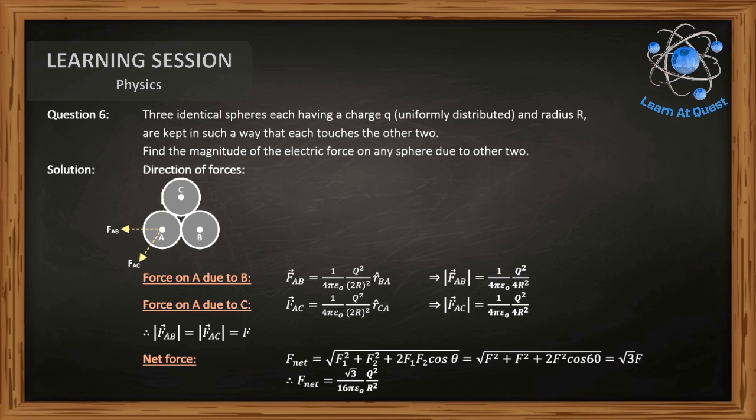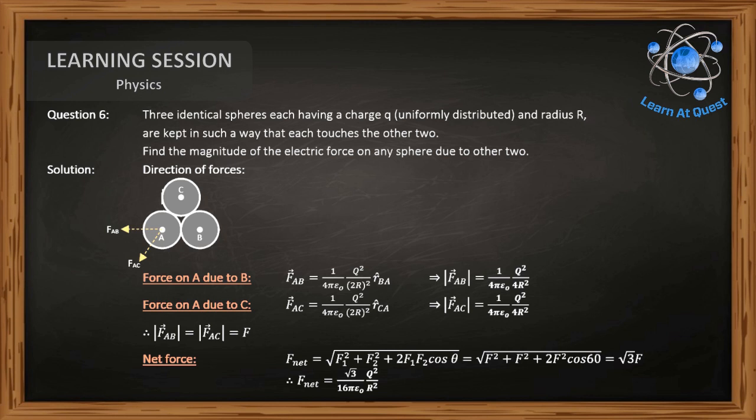Now, the force acting on sphere A due to sphere B will be along the line BA. As both of these are like charges, the force will be along the direction as shown. Similarly, the force due to C on A will be along the line joining the 2-point charges, that is CA, and the force will be again away from point C, as both of these are like charges.